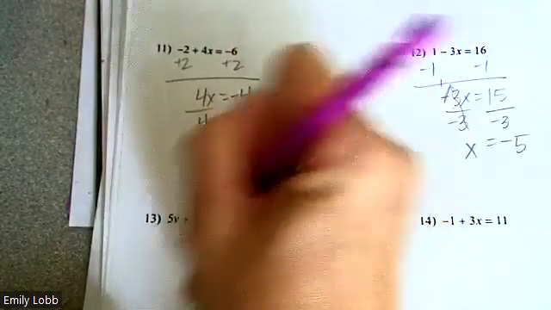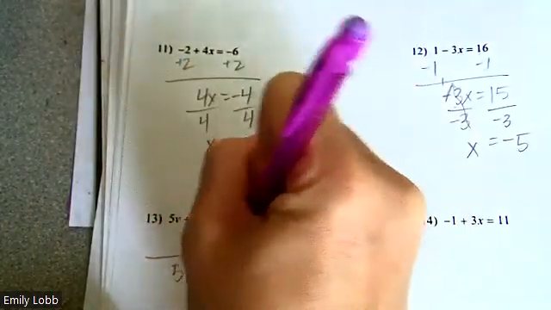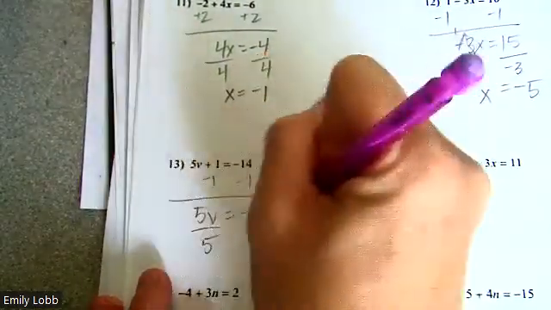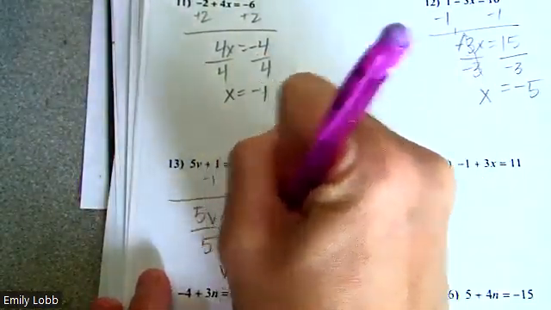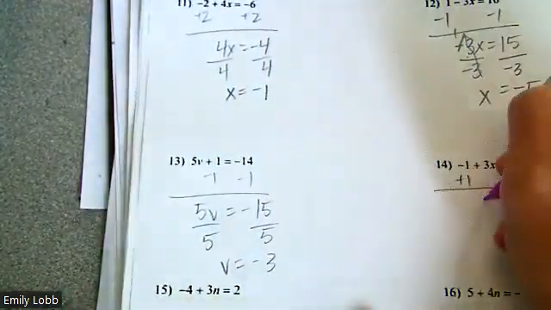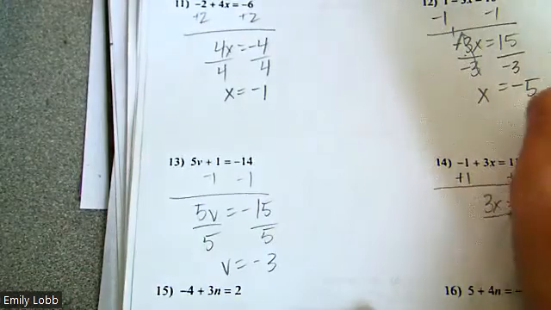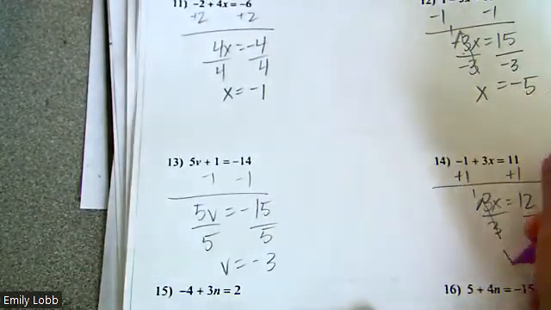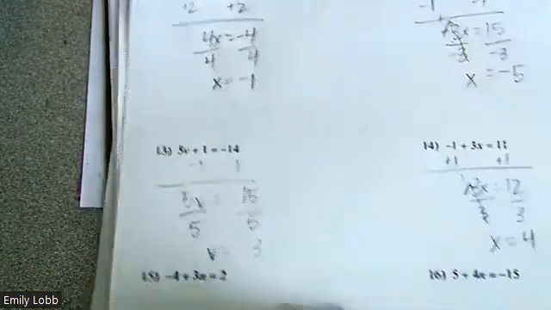Subtract 1. So we have 5v equals negative 15. Dividing by 5. So 1v equals negative 3. Add 1 to make it equal 0. 3x equals 12. Divide both sides by 3 to get 1x. X equals 4 here.